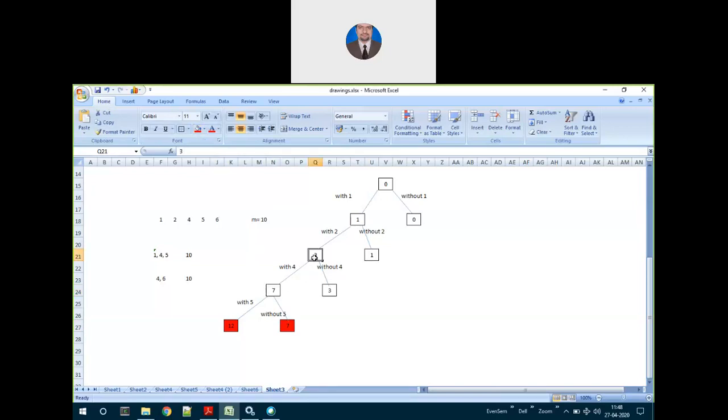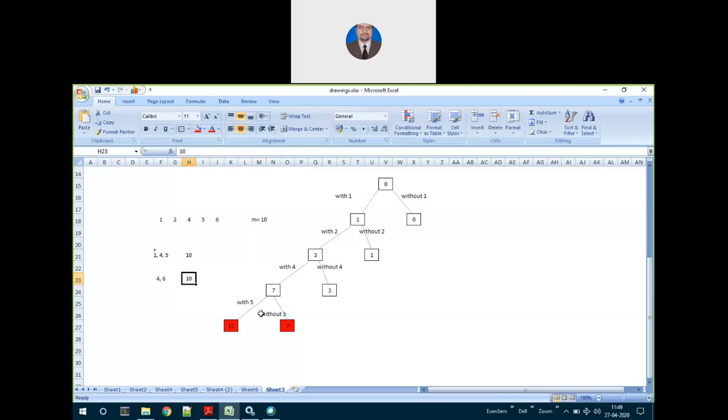So from 3, with or without 3, I have to go. Like this, I can go with or without the weights and try to find the solutions. If I reach a dead end, and the dead end has exactly 10 as the value, then that particular depth first search path gives me one of the solutions.